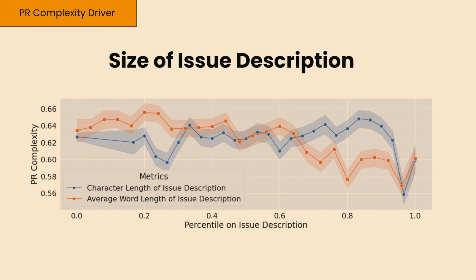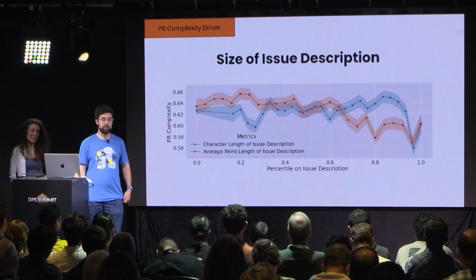You wouldn't expect it, but I want to explain these two different metrics. Firstly, in the orange, we've got the average word length. Average word length includes things like URLs and links in the issue. So once I mention that, this might make a bit more sense. You can see that when the average word length is longer, you end up with less pull request complexity.